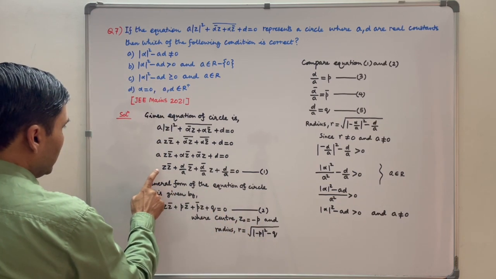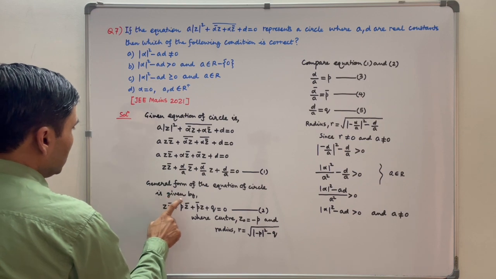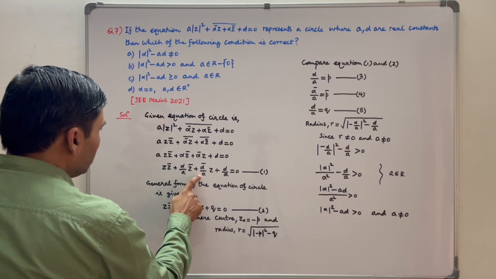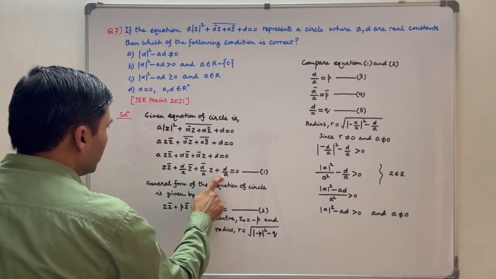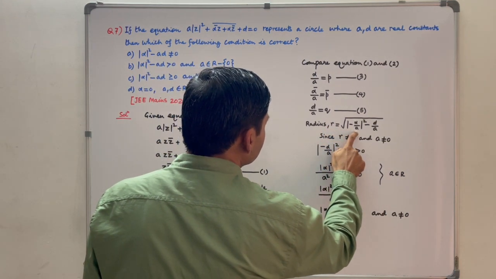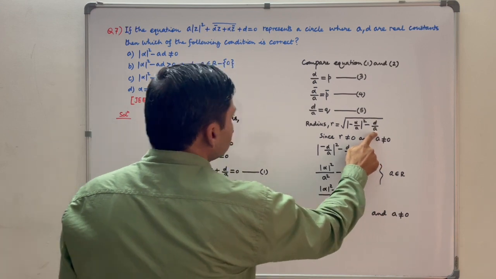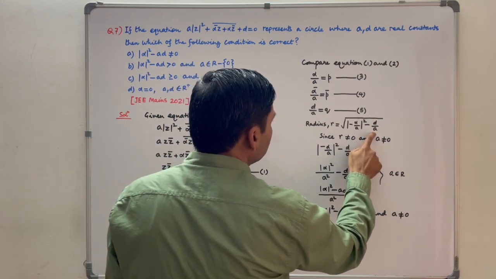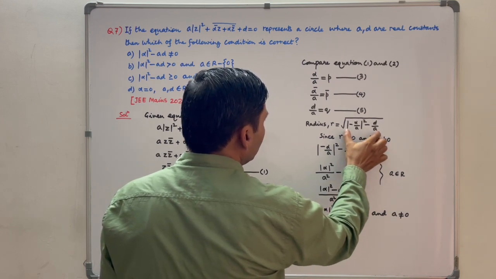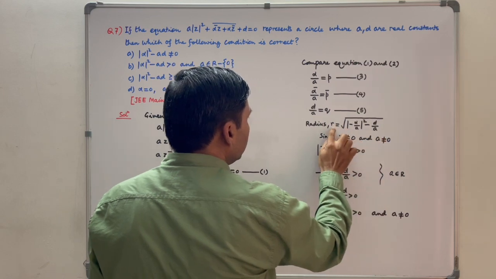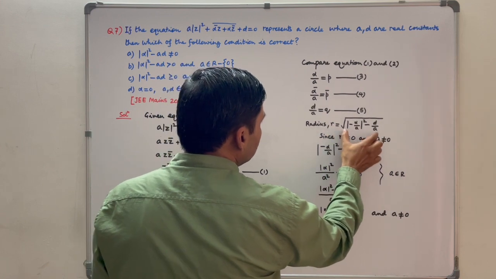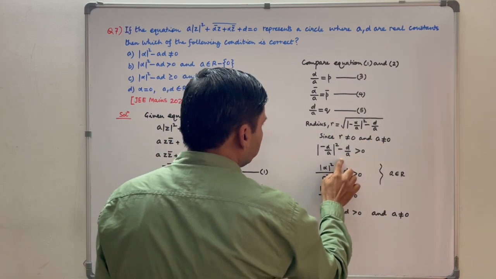Now compare equation 1 and 2 term by term. So it will be P is equal to alpha by A, P bar is equal to alpha bar by A, and Q is equal to d by A. So radius R is equal to under root mod minus alpha by A square minus d by A. The first thing you will notice here is A cannot be equal to 0. And the stuff inside the bracket also cannot be equal to 0, because in that case the radius will be 0, so the circle will be a point. So for the inequality we will write, this part is greater than 0.